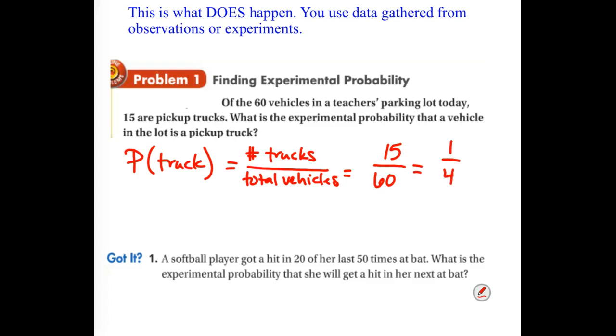1/4 would be the same as what decimal? Okay. And 0.25 is the same as what percent? So, do we have a number between 0 and 1? Yes, doesn't matter if you write it as 1/4 or you write it as 0.25. It's still a number between 0 and 1. Is our percent between 0 and 100%? Yes. Okay. Go ahead and do the second question here.